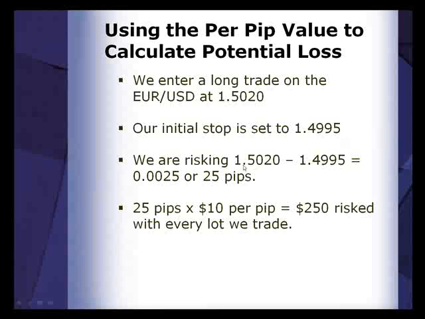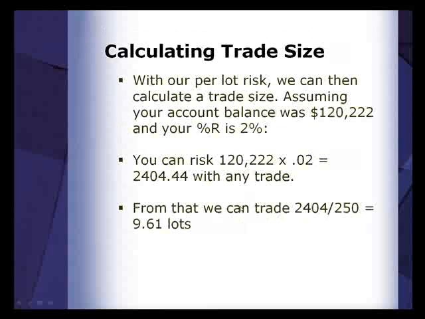So we are risking 1.5020 minus 1.4995, which equals 25 pips on that trade. So with every lot we trade, we're risking 25 pips times $10 per pip value, which equals $250 risk for every lot we trade.